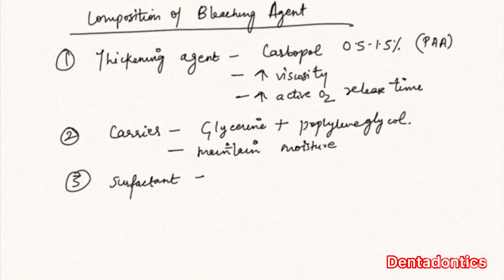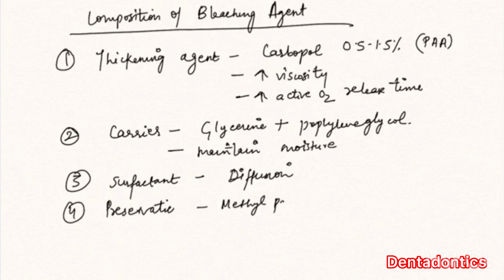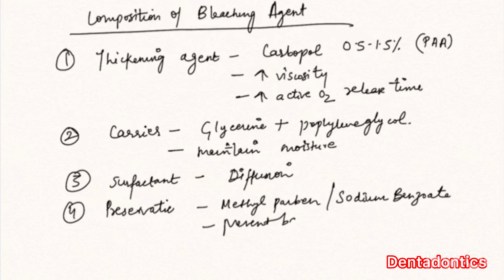Then next is the preservative. In preservative, we have methyl propylene paraben and sodium benzoate. It prevents bacterial growth, and it accelerates the breakdown of hydrogen peroxide by releasing iron, copper, and magnesium. Then next is the flavoring agent. It improves the taste of the bleaching agent, and it consists of peppermint, wintergreen, and saccharin. So this was all about the composition of the bleaching agent.